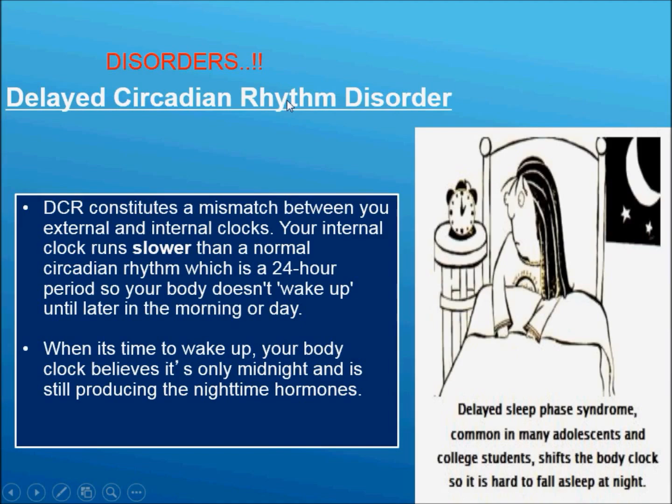Now the second disorder is delayed circadian rhythm disorder, that is DCR. It constitutes a mismatch between your external and the internal clock. Students, your internal clock always runs slower than the normal circadian rhythm, which is a 24-hour period. So your body doesn't wake up until later in the morning or day. When it's time to wake up, your body clock believes it's only midnight and is still producing nighttime hormones, which I have already taught you. So this kind of disorder is known as delayed circadian rhythm disorder.